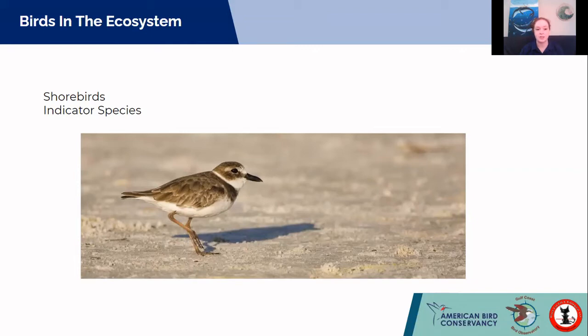An indicator species is an organism that serves as a measure of the environmental conditions. The presence and health of certain species suggests how well the ecosystem is doing or if things are out of balance.